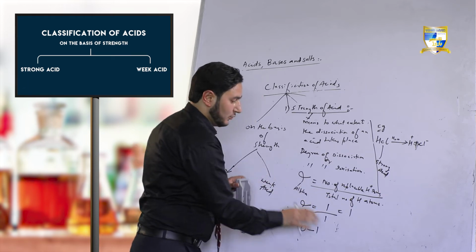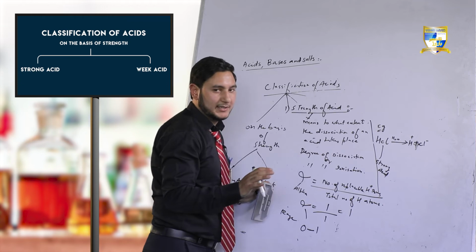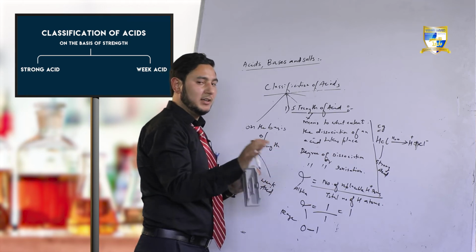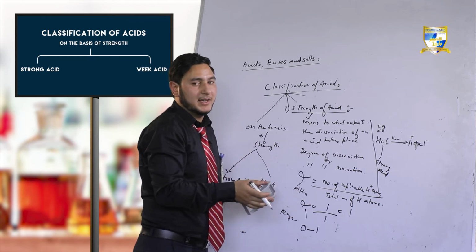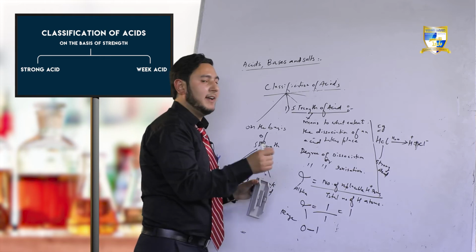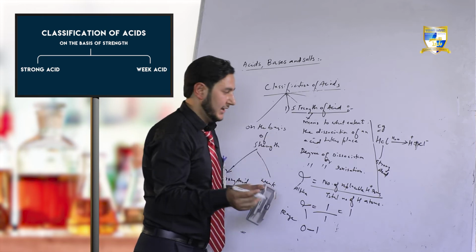It ranges from 0 to 1. If it is 1, it's a very strong acid. If it's in between 0 and 1, it may be a weak acid, it may be a strong acid. However, if the value is decreasing, it is a weak acid. Fine.